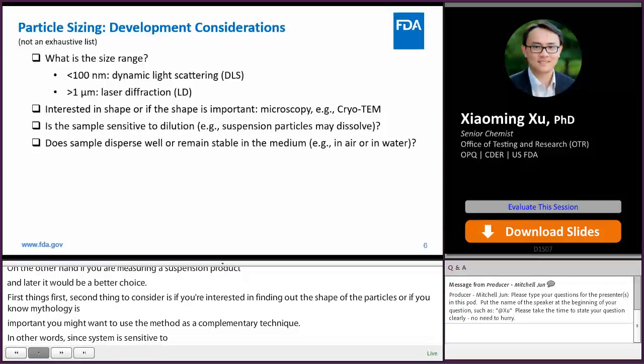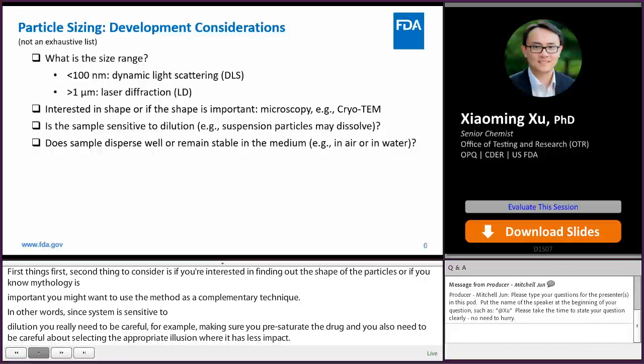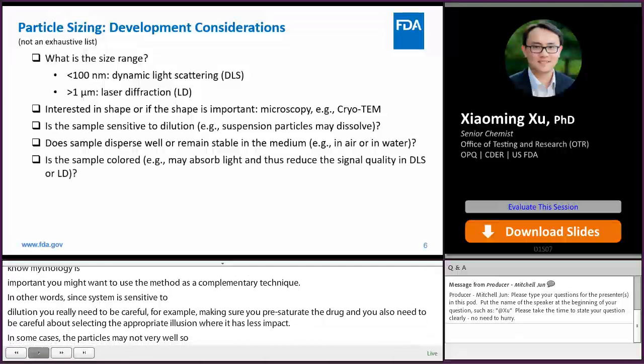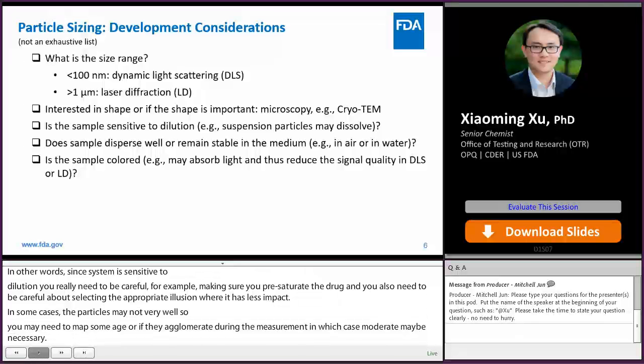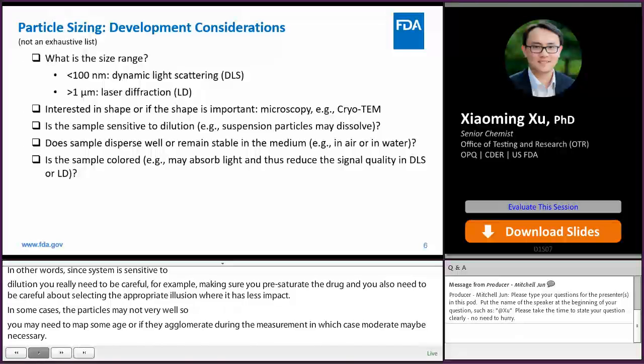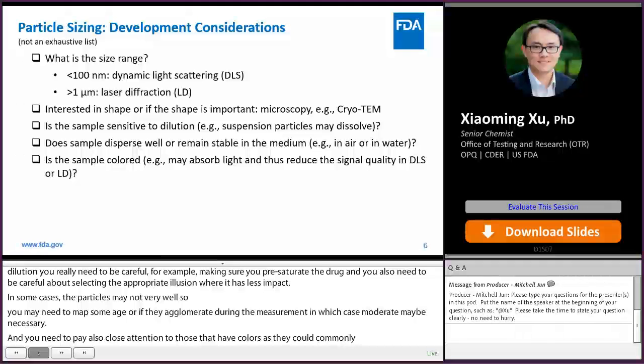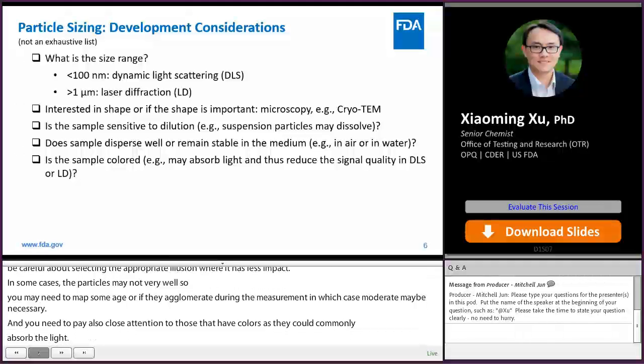In some cases, the particles may not wet very well, so you may need to add some wetting agents such as surfactant, or if they agglomerate during the measurement, in which case moderate in situ sonication may be necessary. And you need to pay close attention to particle systems that have colors, as this commonly indicates the particles absorb light, so it may reduce the signal quality in both DLS and laser diffraction. And some of the settings in the software may compensate for this effect. However, some may require additional effort, such as using a more optically transparent cuvette to increase the scattering signal, or just to dilute the sample enough to reduce the light absorption.